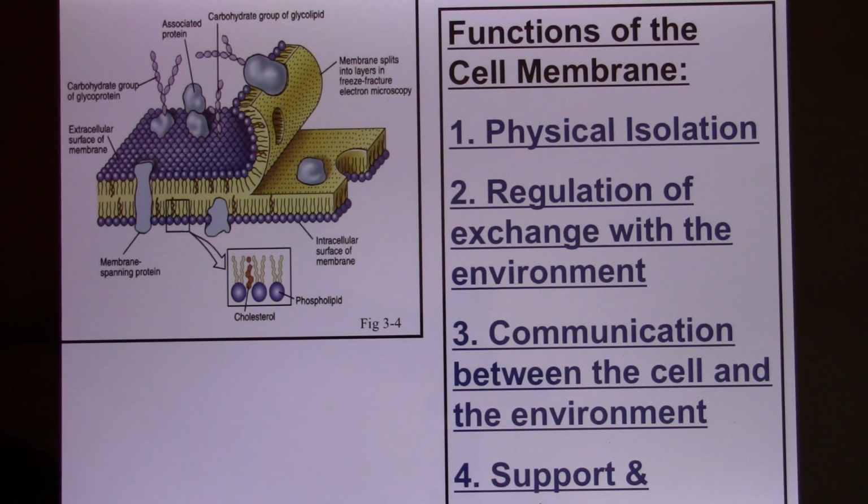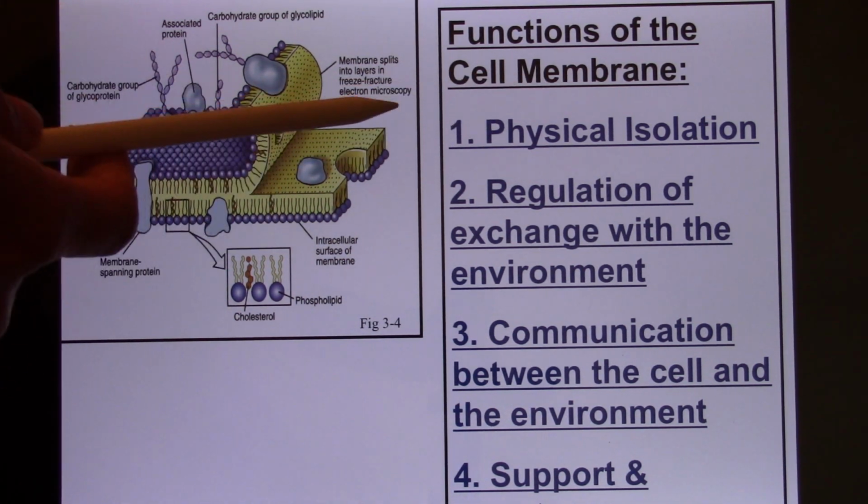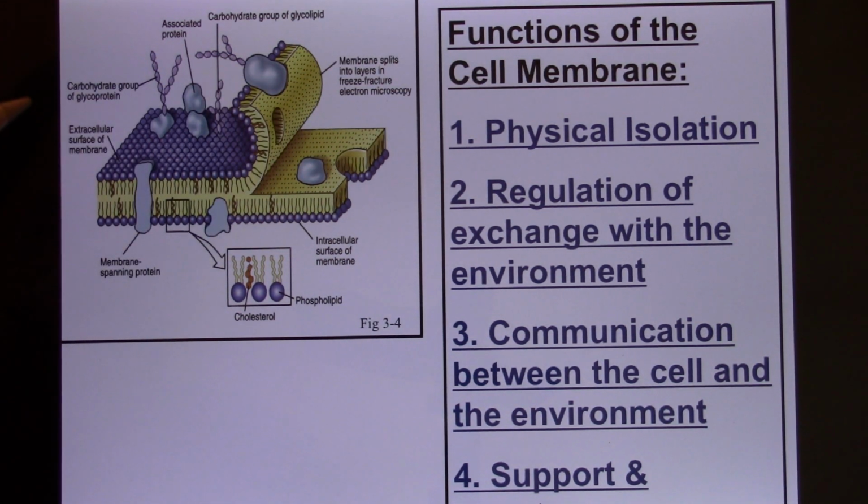And this slide shows you those four basic functions of the cell membrane. First one is physical isolation. It's like your skin. If you think you are the cell and your skin is the cell membrane, the first one is isolation: identify what's inside, what's outside. It also regulates exchange with the environment. The molecules are able to move in, move out.